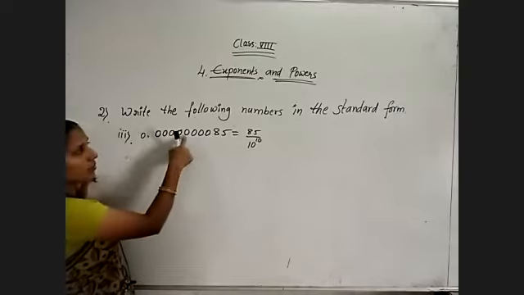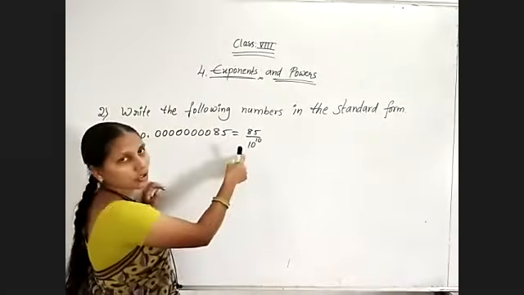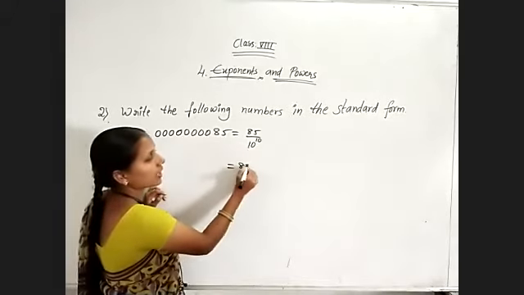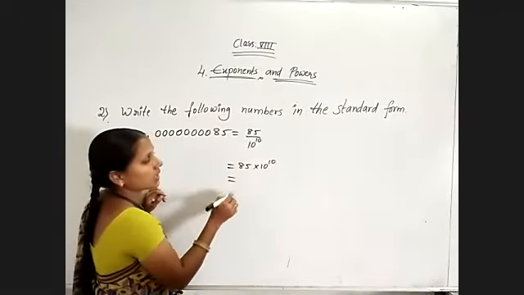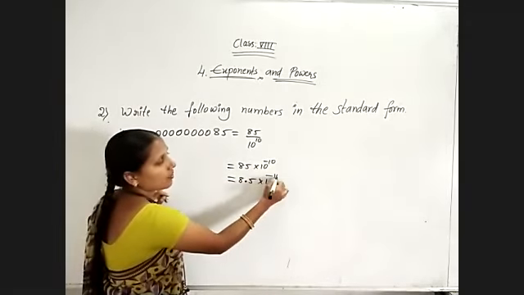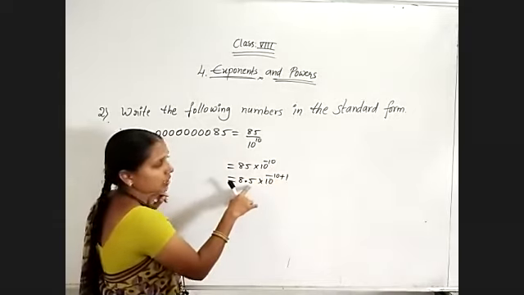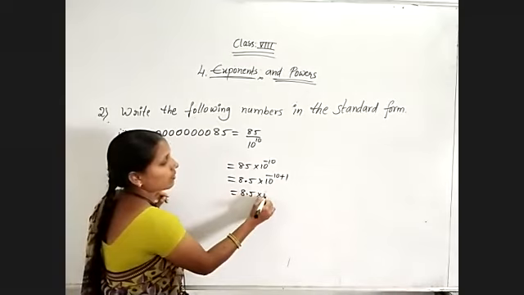Okay, 85 by 10 to the power of 10. That is nothing but 85 into 10 power minus 10. Which is nothing but, putting the point after 8, 8.5. Only 1 decimal digit I got, so 10 to the power of minus 10 plus 1, because only 1 decimal digit I am taking. So 8.5 into 10 power minus 9.